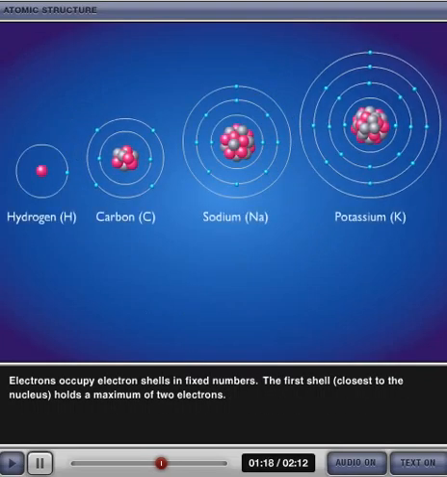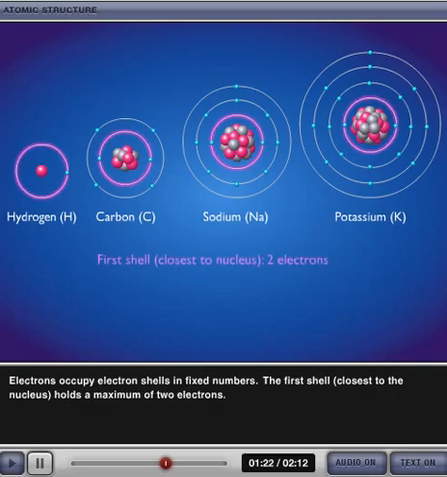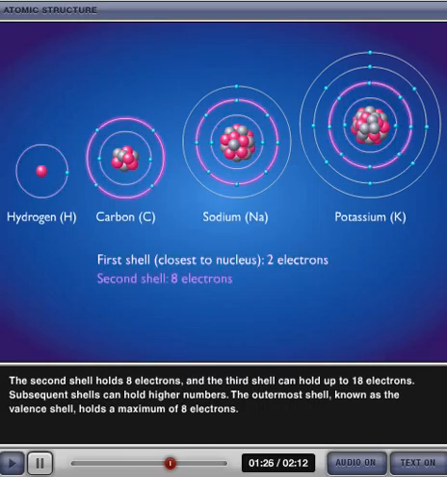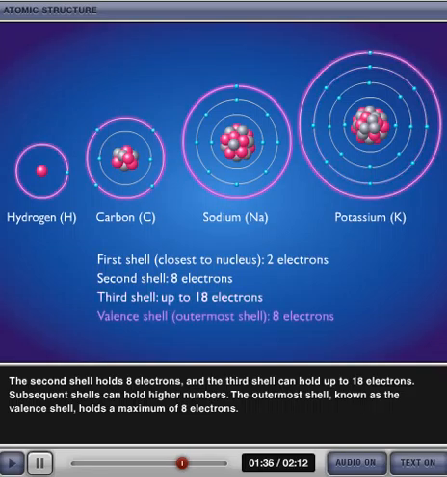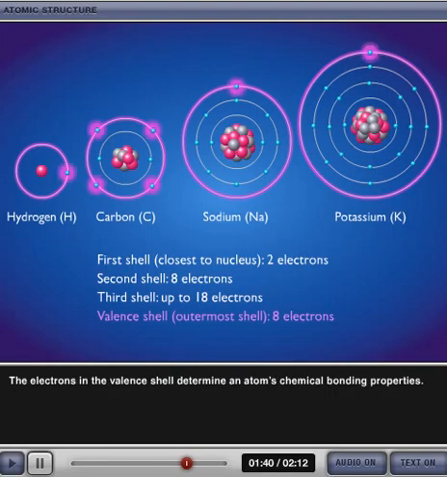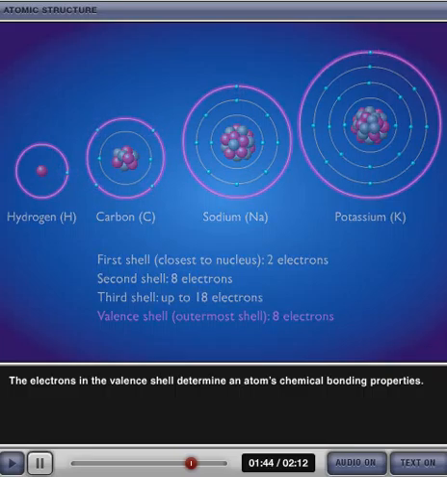Electrons occupy electron shells in fixed numbers. The first shell, closest to the nucleus, holds a maximum of 2 electrons. The second shell holds 8 electrons, and the third shell can hold up to 18 electrons. Subsequent shells can hold higher numbers. The outermost shell, known as the valence shell, holds a maximum of 8 electrons. The electrons in the valence shell determine an atom's chemical bonding properties.